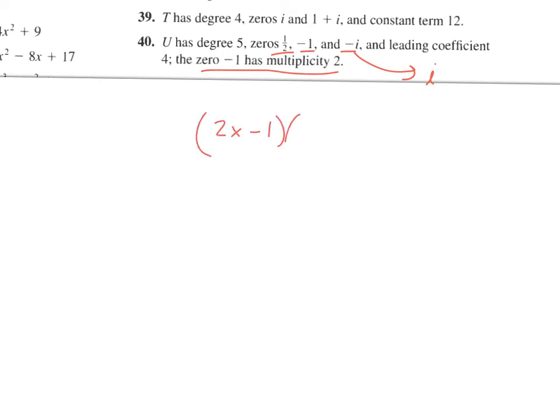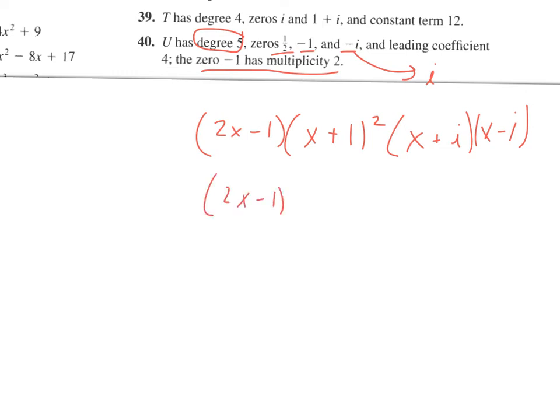So 1/2, I would write it as 2x minus 1. Negative 1 is multiplicity of 2, so that one should be squared. And then I have x plus i and x minus i. I see that that does give me the degree of 5. The leading coefficient, I'm going to save that till the end. I'm just going to expand this first. So I'm going to leave the 2x minus 1 out here.